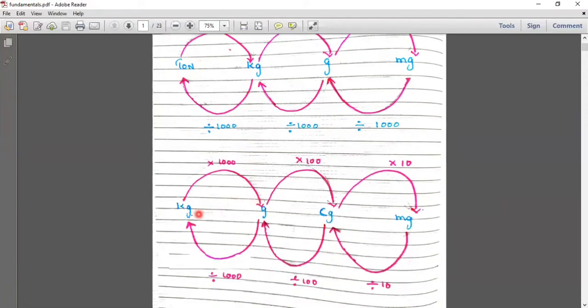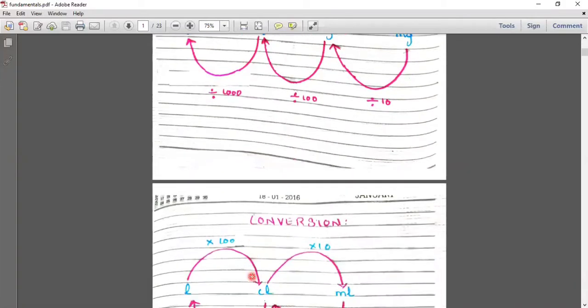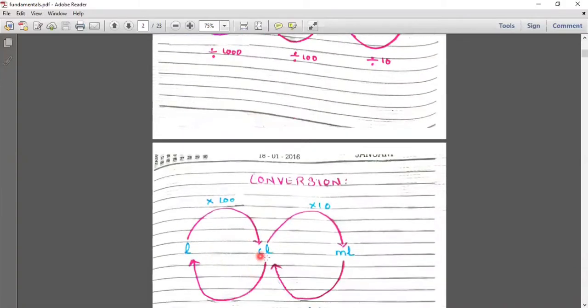Similarly, kg to gram is multiplied by 1000, gram to centigram is multiplied by 100, and centigram to milligram is multiplied by 10. In reverse, milligram to centigram is divided by 10, centigram to gram is divided by 100, and gram to kg is divided by 1000. Next conversion: liter, centiliter and milliliter.